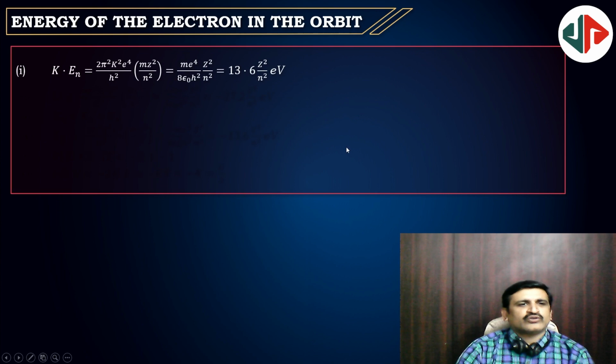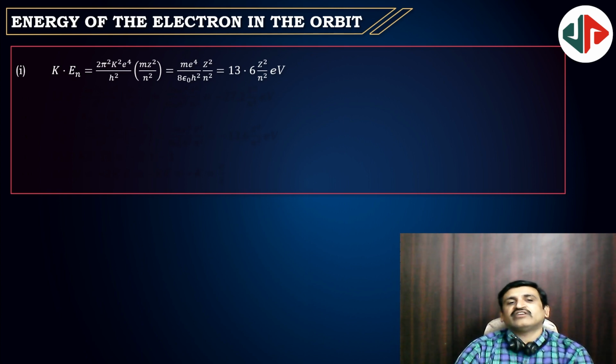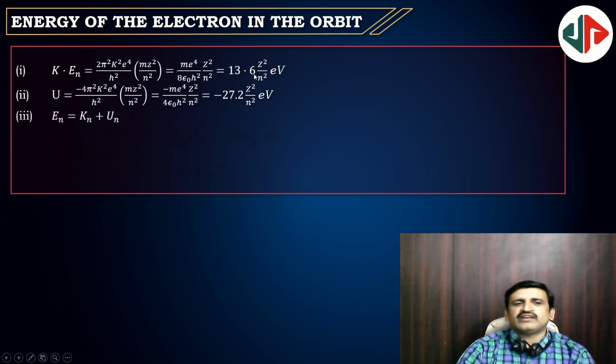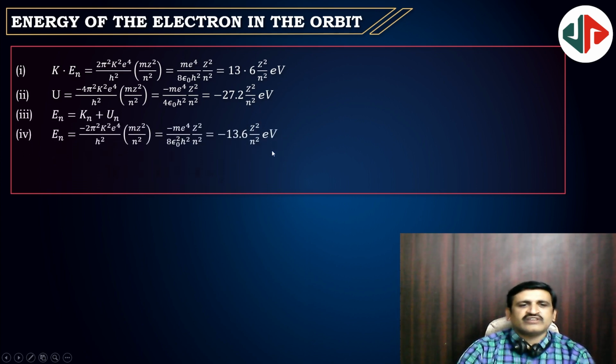Next, energy of the electron in the orbit. Kinetic energy equals 2 pi square k square e power 4 by h square, m Z square by n square. After simplification you will get 13.6 Z square by n square for a hydrogen-like atom. If it is a hydrogen atom only, then you will get 13.6 by n square, no Z square. Next, U is equal to 4 pi square k square e power 4 by h square, m Z square by 2n square, and this will be minus 27.2 Z square by n square. This is potential energy. Total energy will be negative of 13.6 only.